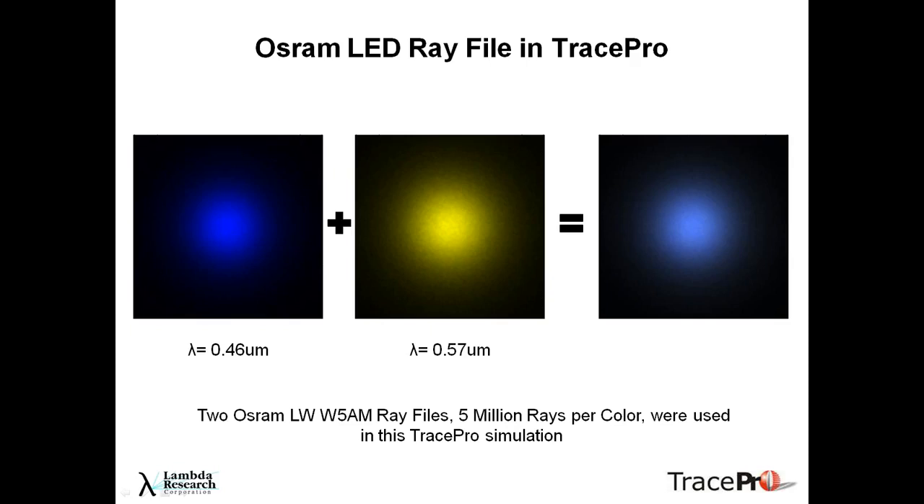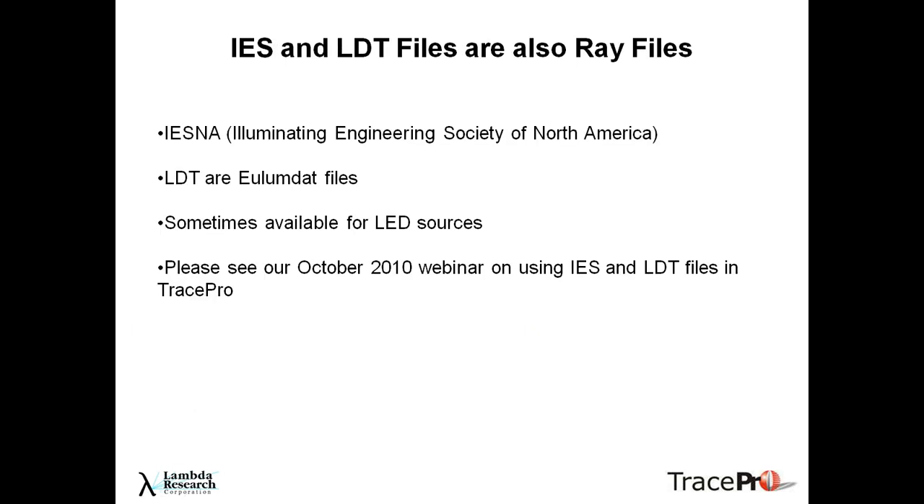In this case, these are true color irradiance maps, and we see a little bit of difference here between the blue and the yellow. The blue is going to be the light leaking through, the direct light from the blue LED, and the yellow is the phosphor, the converted light. And we see here when we mix them together, we do get something close to a white LED. In this case, as I mentioned, it's 5 million rays per color, and we use 2 ray files in the TracePro model here.